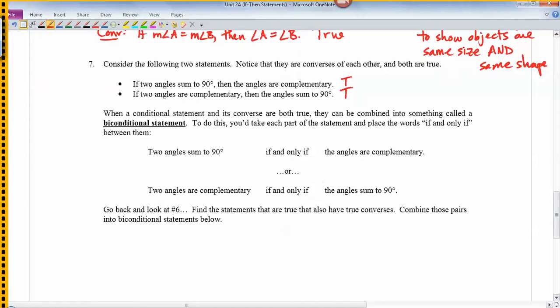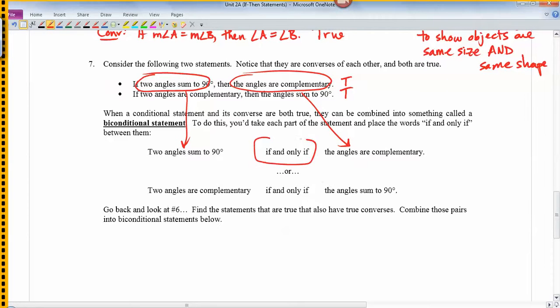If A then B, if B then A, they're both true. You can combine them into one statement instead of having to write two if-thens. The way you do it is you take the hypothesis and the conclusion of either one, and you write them down here, and you stick the phrase "if and only if" in the middle. Two angles sum to 90 if and only if the angles are complementary.